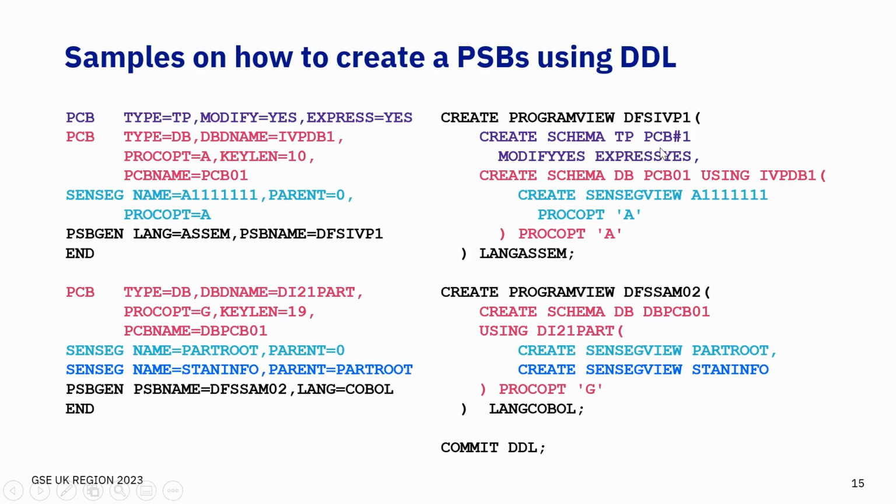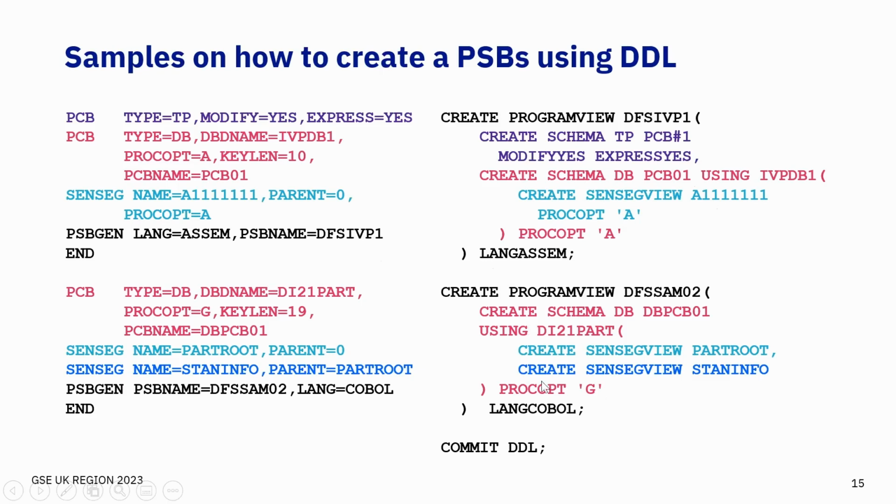It's modifiable, so we say create schema TP PCB number 1, modify yes, express yes. And then after that, we've got a database PCB in there. So we say create schema DB PCB01 using, and the name of the database that this PCB is for is IVP-DB1, and then open parentheses, and then we've got the senseg information. We say create senseg view, the name of the segment or the table, and then the proc opt, right? And the language is assembler. So that is my equivalent coding of that PSB in DDL.